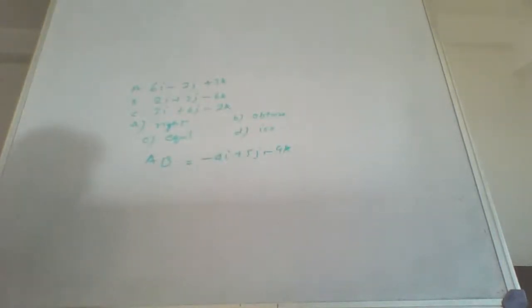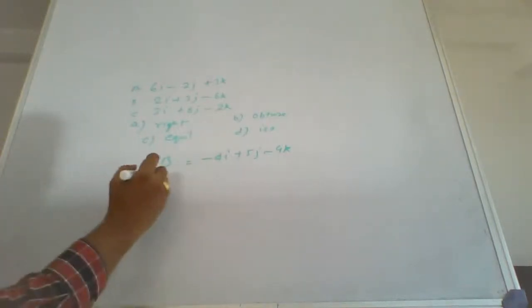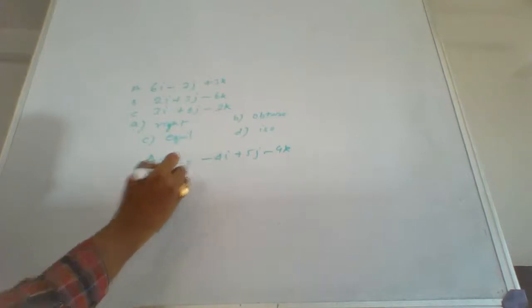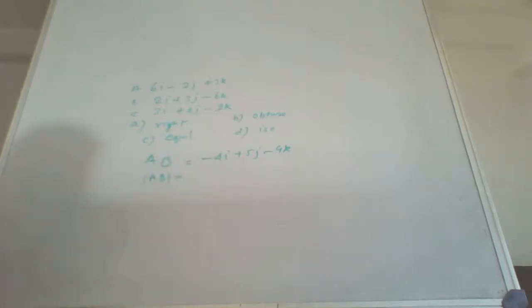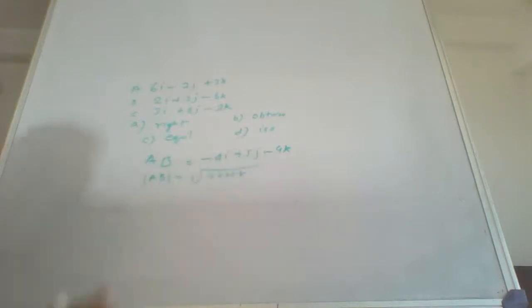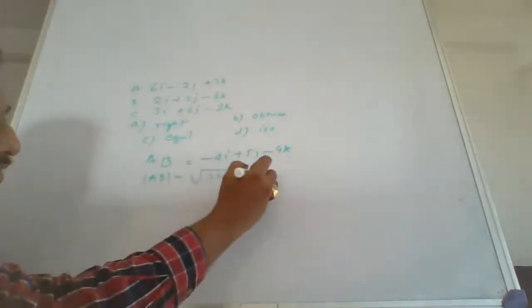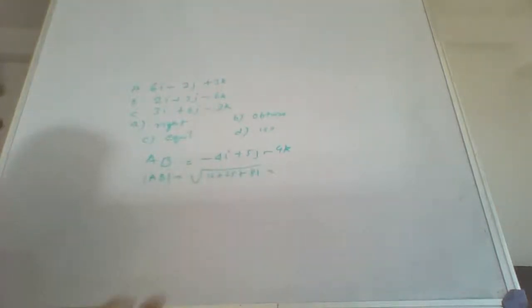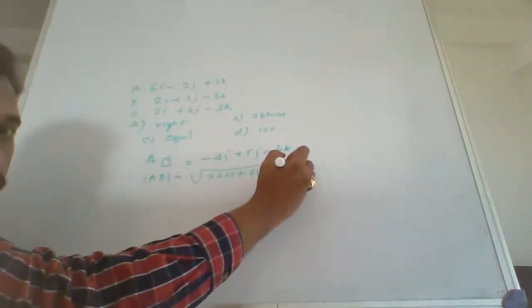I suppose that you know how to find this. The position of B minus the position of A gives AB, and its length, mod AB, would be the square root of 16, 25, and 9 squared, which is 81. So this results to square root of 122.